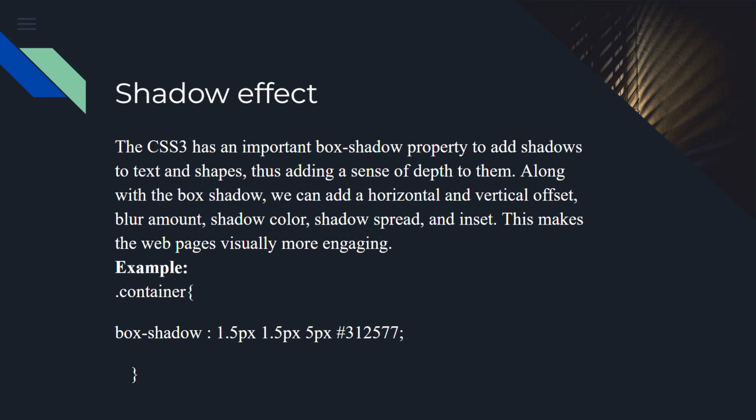The next thing that we have is shadow effect. CSS3 introduces the versatile box shadow property, allowing web designers to add shadows to text and shapes, which in turn adds depth and dimension to elements. With box shadow, you can specify several parameters, including horizontal and vertical offsets, blur amount, shadow color, shadow spread, and even create inset shadows. This feature significantly enhances the visual appeal of web pages. So we have an example here, where we have set the box shadow to 1.5 pixels.